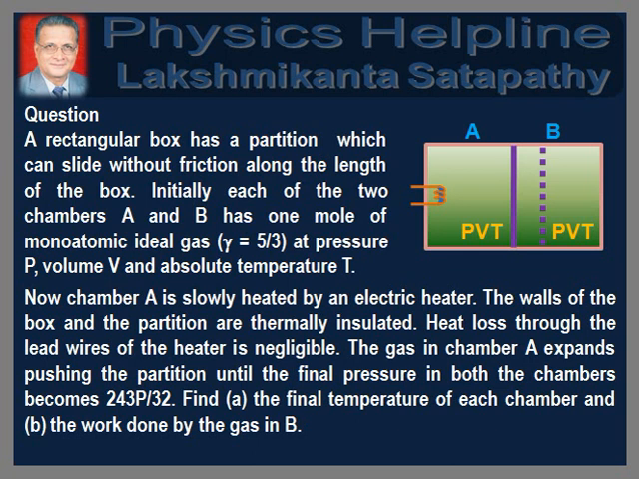Now, chamber A is slowly heated by an electric heater. The walls of the box and the partition are thermally insulated. Heat loss through the lead wires of the heater is negligible. The gas in chamber A expands, pushing the partition until the final pressure in both the chambers becomes 243 P divided by 32. Find the final temperature of each chamber and the work done by the gas in B.